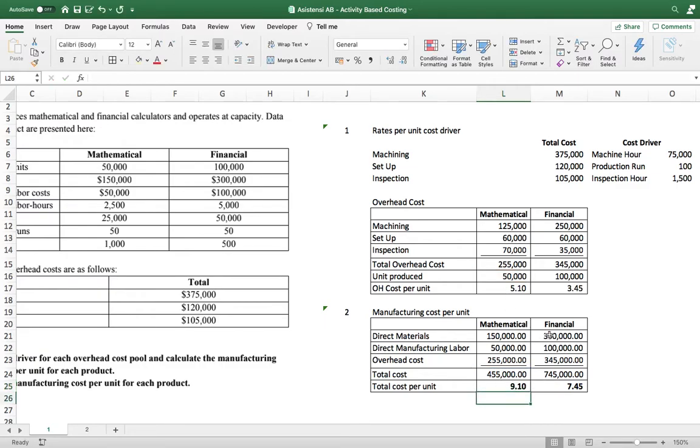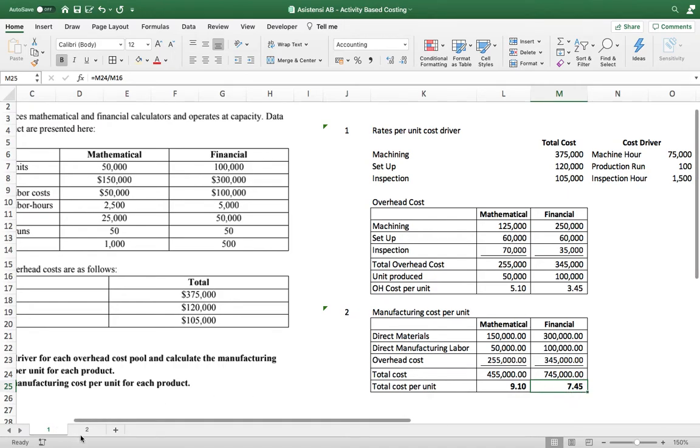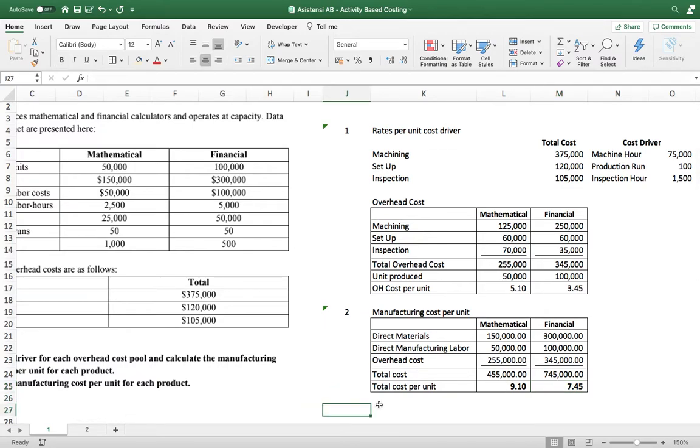And we do the same thing for the financials. So we get the total cost of 745. So we can get the total cost per unit of 7.45. So that's it for the first problem. Mainly we have to find the overhead cost per unit and also calculate the total cost per unit.